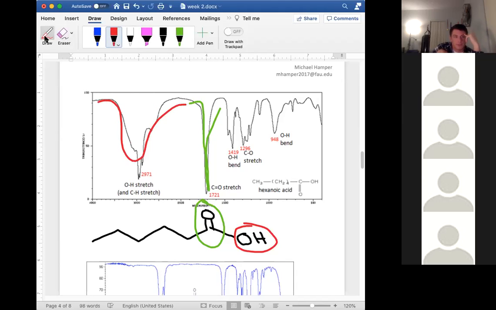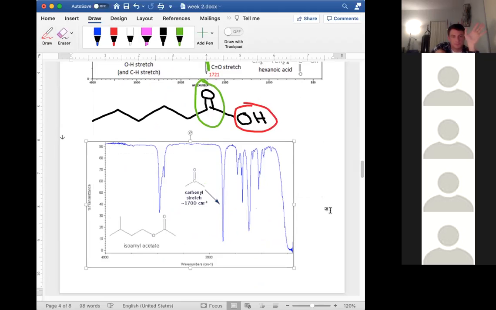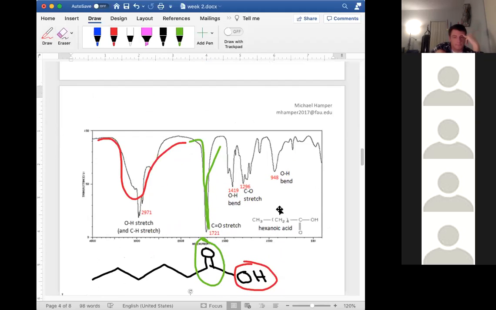So IR is a matter of recognition. I would expect him to give you a spectrum and give you your choices of molecules and ask you which one of these is for this spectrum. All right, you mind going back up to the chart? Yeah.